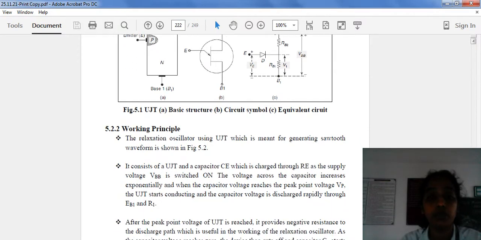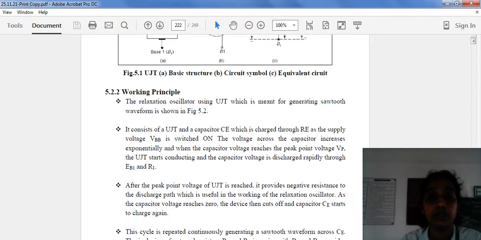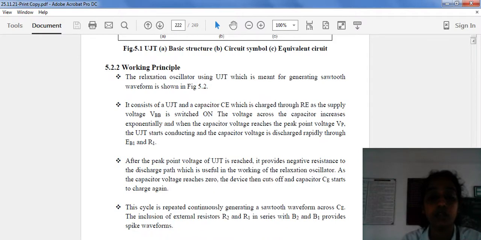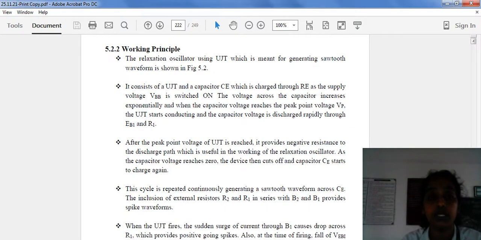Coming to the working principle, this relaxation oscillator using UJT is meant for generating sawtooth waveforms. It consists of a UJT and a capacitor CE across the emitter junction, which is charged through the emitter resistor RE as the voltage VBB is turned on. The voltage across the capacitor gradually increases, and when it reaches the peak point Vp, the UJT starts conducting.